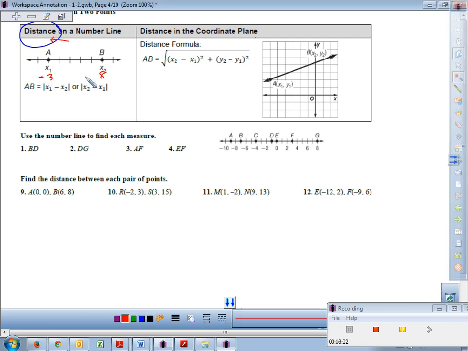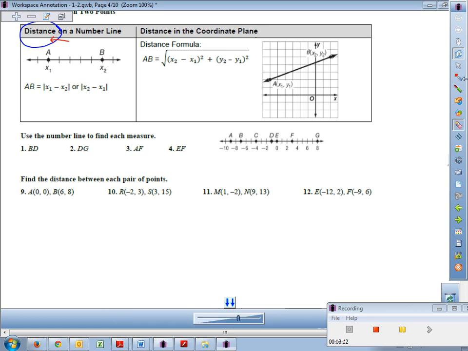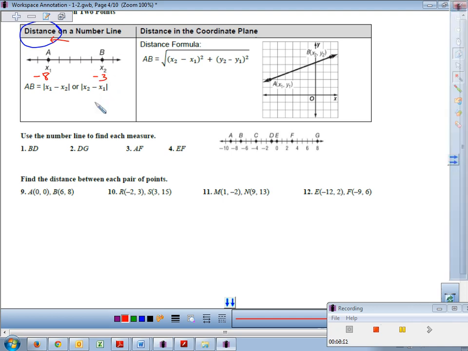What if this was negative 3 and that was, well, let's do a different number. What if that was negative 8 and this is negative 3? We get a little confused when there's negatives involved. So let's use this formula. The distance from A to B should equal, does it matter which one you start with? Negative 3. What am I supposed to do with them? I'm supposed to subtract them from each other, right? What's the other one? It's negative 8, and then they close the bars.